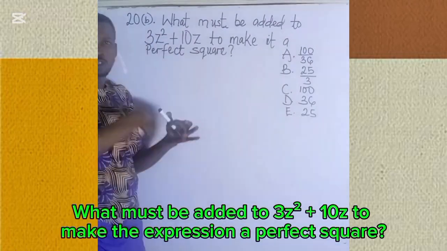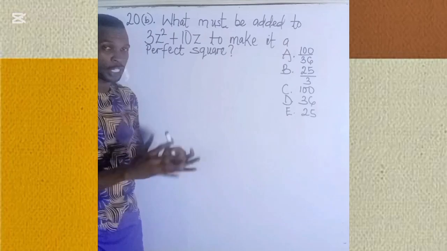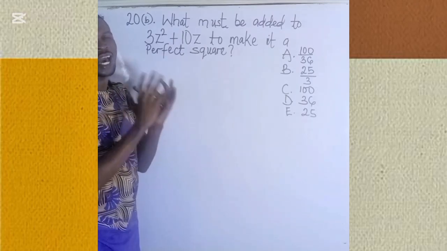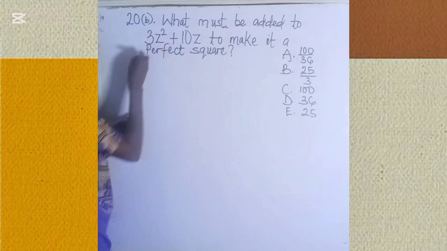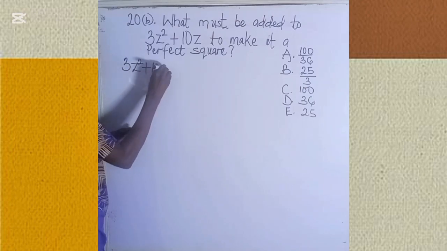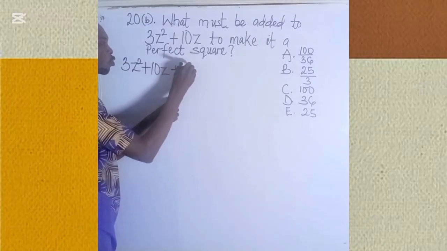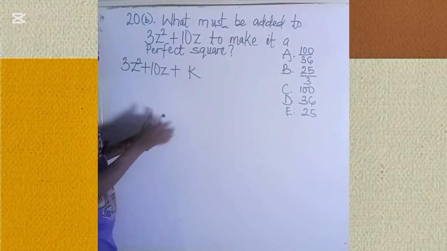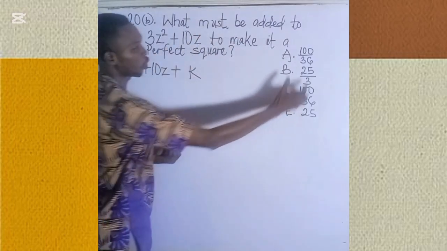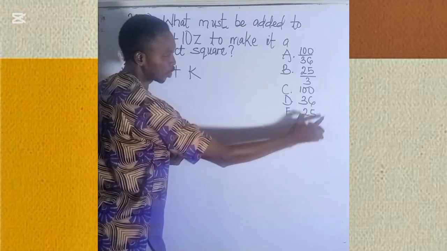Now, here is another question on how to find a term that must be added to a quadratic expression to make it a perfect square, and I'm going to be using another approach to solve this. Now, what is the expression? The expression is 3z to the power of 2 plus 10z. What am I going to add here to make it a perfect square? Let me call it k. I'm going to find the value of k such that when I add it to this expression, it will become a perfect square. Is it going to be 10 over 3, 100 over 36, 25 over 3, or 136?